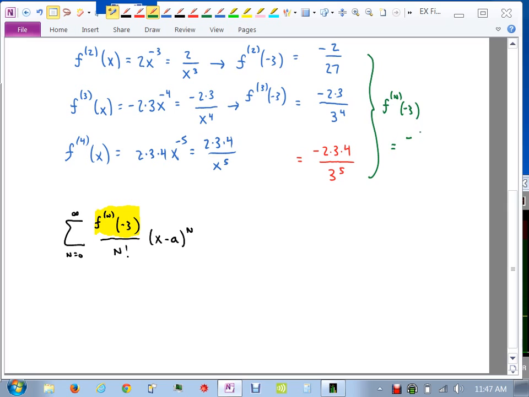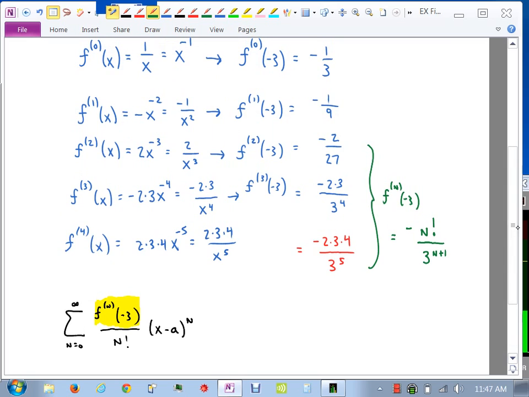Negative, n, well, where are we starting our n? It's 0, right? So n factorial over 3 to the n plus 1. Do you all buy that? We all agree on that? This part right here. Yeah, go ahead. What? No. It's just a negative 1 times the n factorial. Do you all agree that that's what that should be?